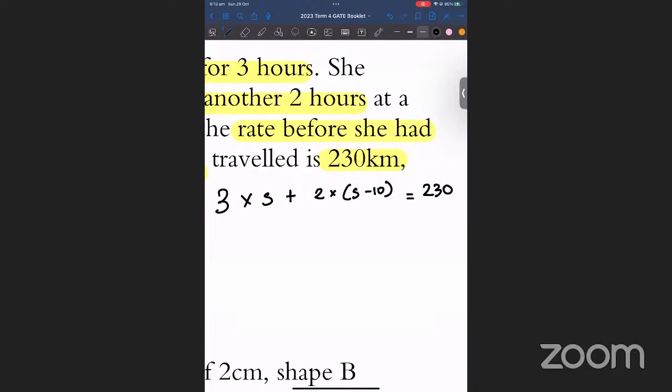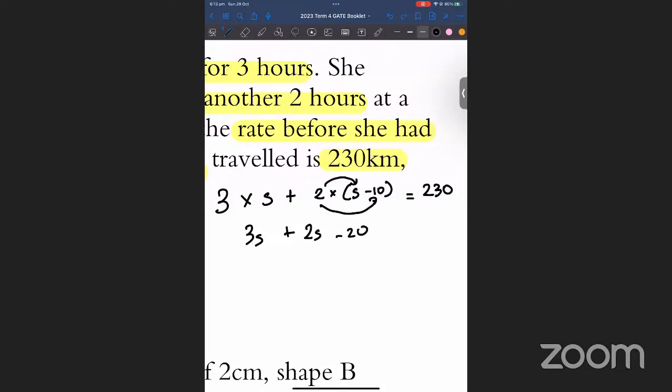So now that we agree to that, let's solve this algebra question. 3 multiplied by s is 3s. And 2 multiplied by (s minus 10). Whenever you have a number outside of brackets, you multiply by everything in the bracket. So you do 2 multiplied by s, and you do 2 multiplied by negative 10. So 2 multiplied by s is 2s, and 2 multiplied by negative 10 is equal to negative 20.